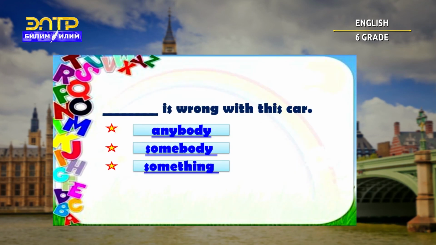Now look at this sentence. Anybody, somebody, or something is wrong with this car. This is a positive sentence, and we talk about a thing. So, I think the correct answer is something. Something is wrong with this car. Let's check.